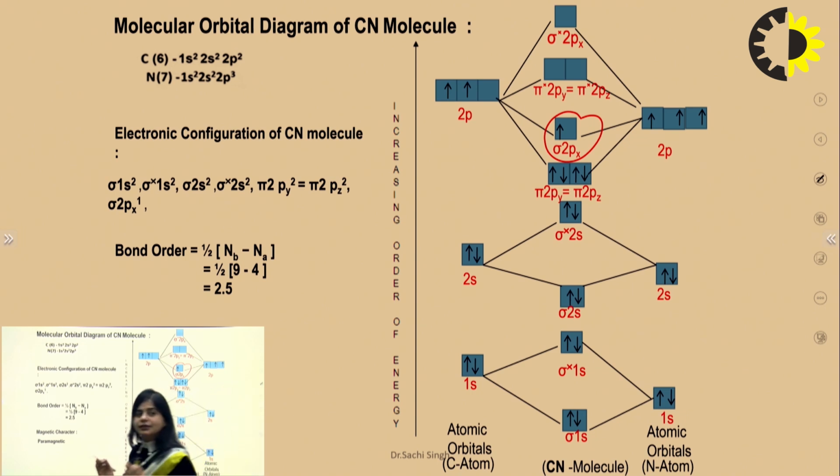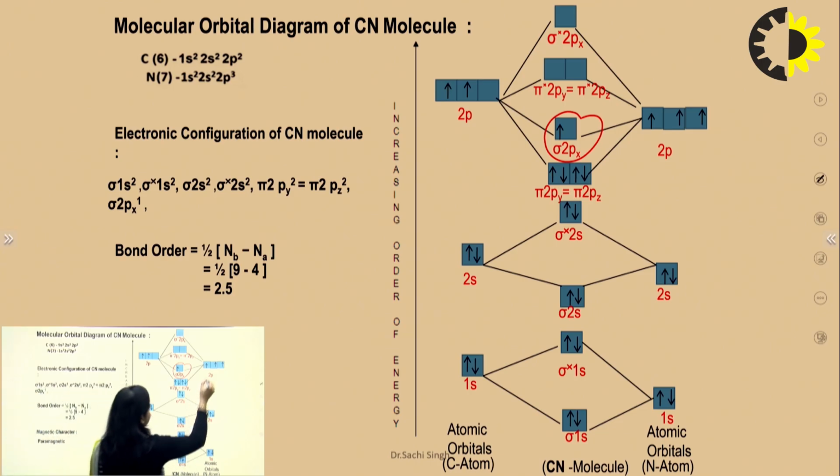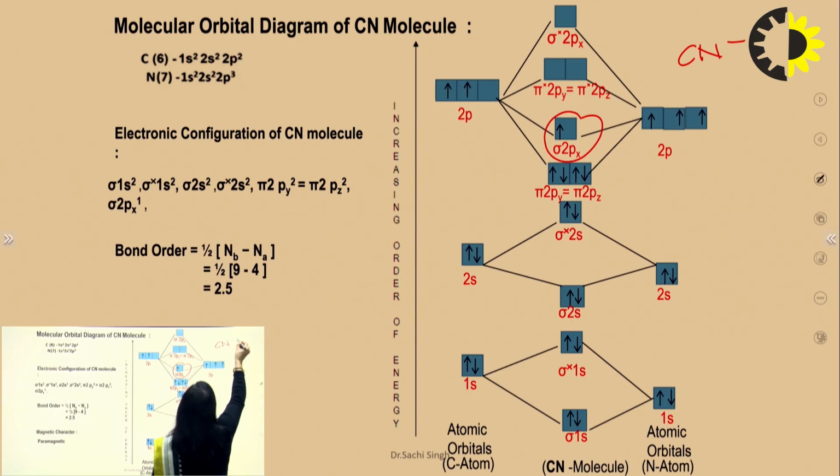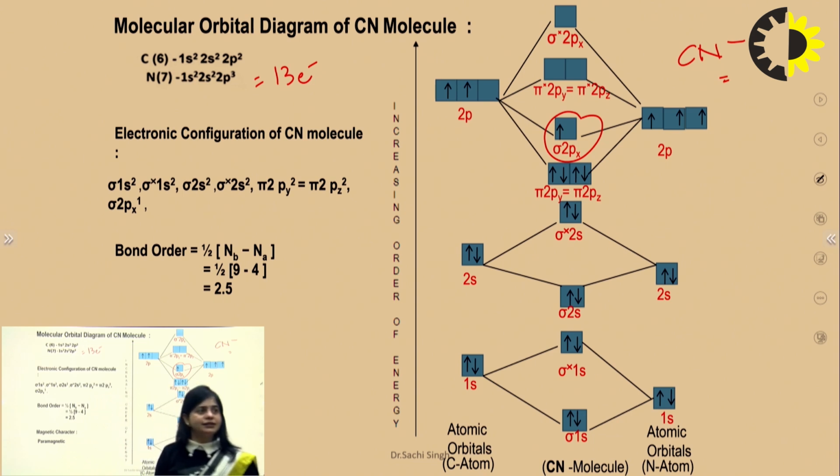If the question asks in the examination to draw the molecular orbital diagram for CN minus, what changes? Firstly, we find the total number of electrons. In CN, the total number of electrons is 6 plus 7, that is 13 electrons. In CN minus, 1 electron is added, so the total number of electrons is 14.